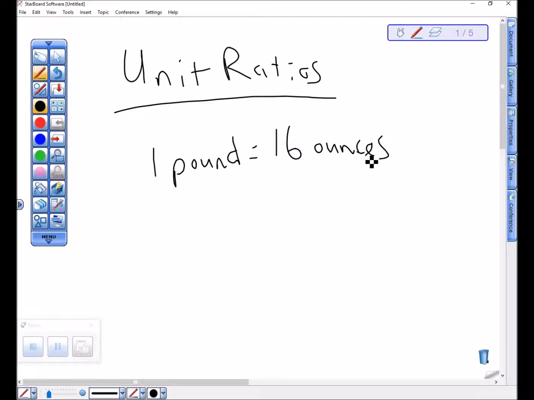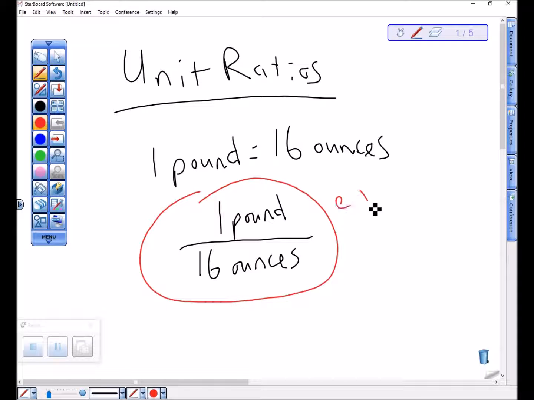That means that the fraction 1 pound over 16 ounces is really the same thing as the number 1. This thing equals 1 because 1 pound and 16 ounces are the same thing. So the way that I use these is if I have a measurement and I want to convert it to a different one, I can write a unit ratio and then multiply, and the units should cancel out correctly, assuming I do it right, and I'll get the answer I want.